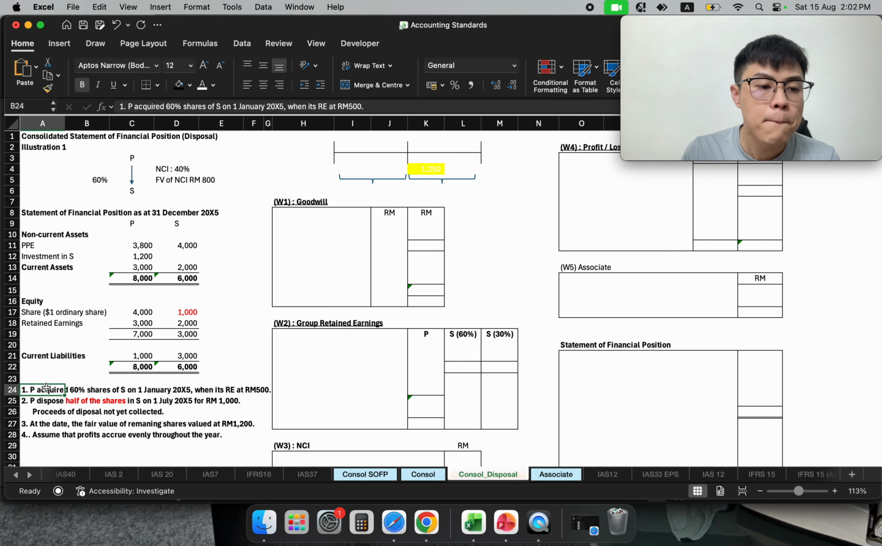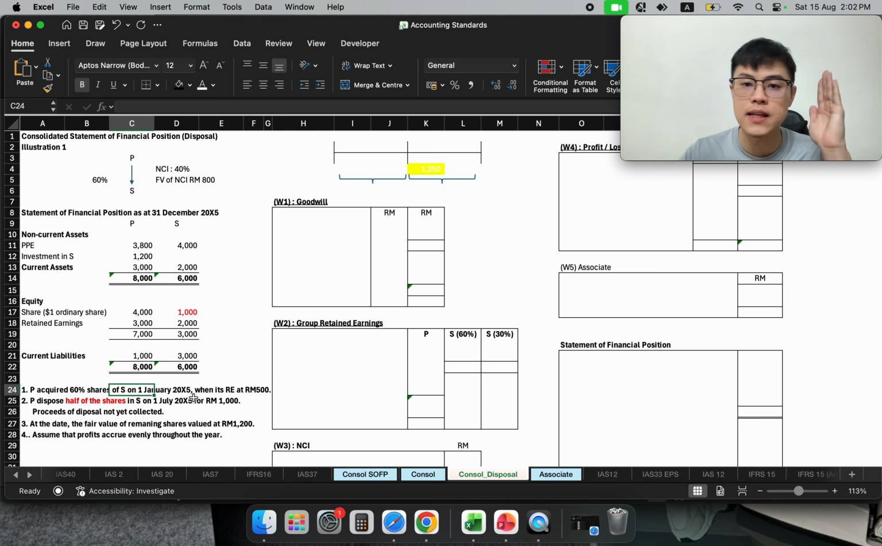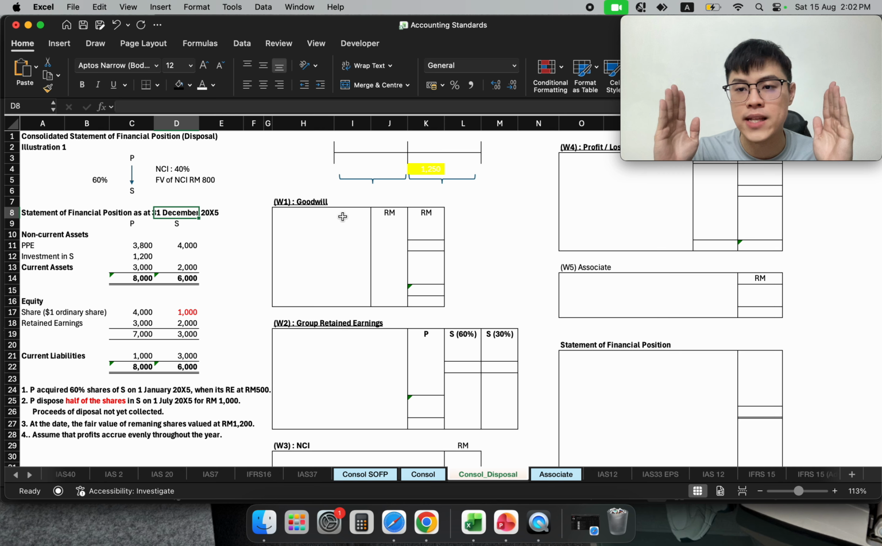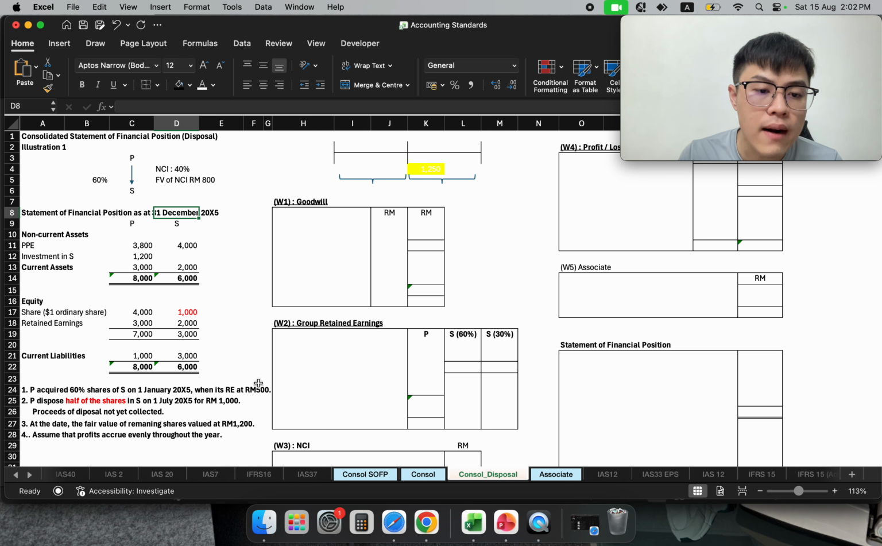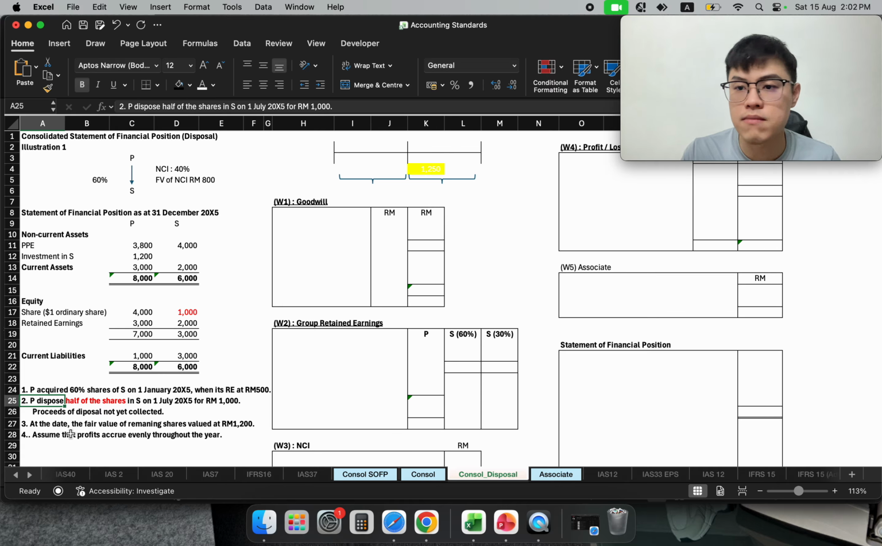First, P acquired this 60% on 1st January 20x5. So the beginning is 1st January 20x5 and you are doing the year-end closing for 31st December 20x5. The RE at that day is 500. This is your pre-acquisition RE. Number 2, P disposes half of the shares in S on 1st July 20x5 for 1,000.